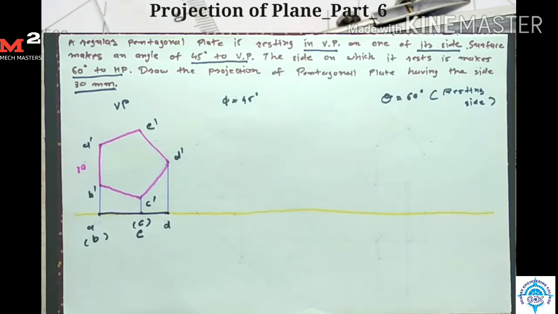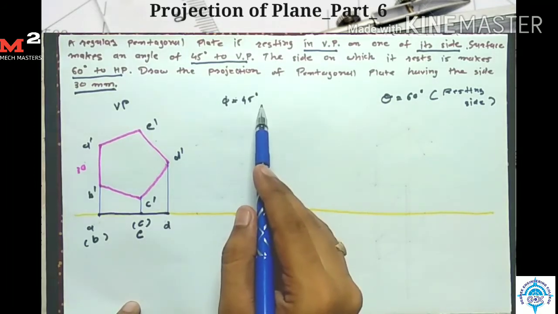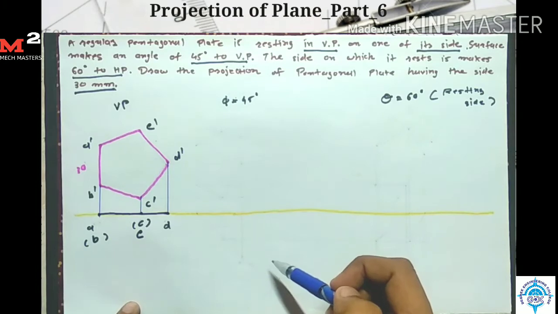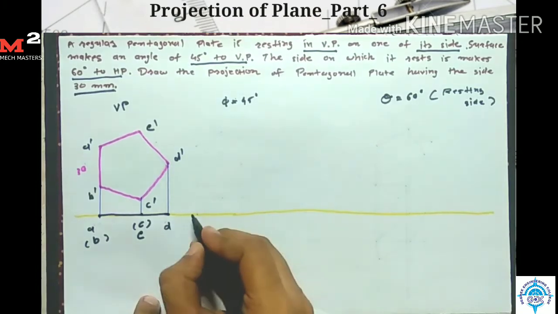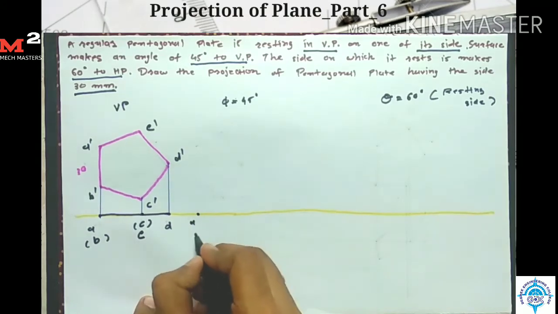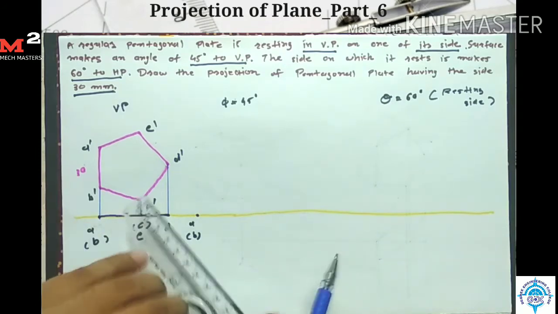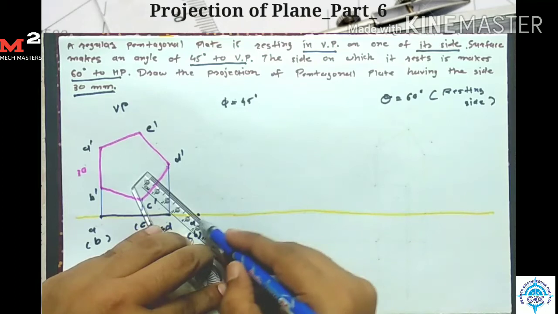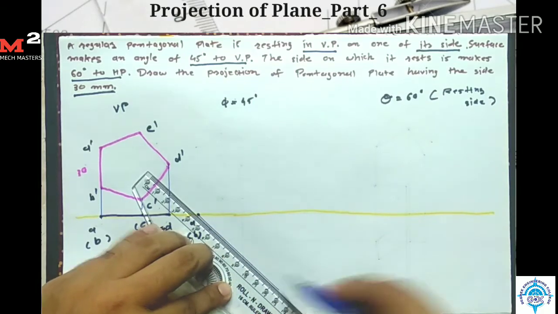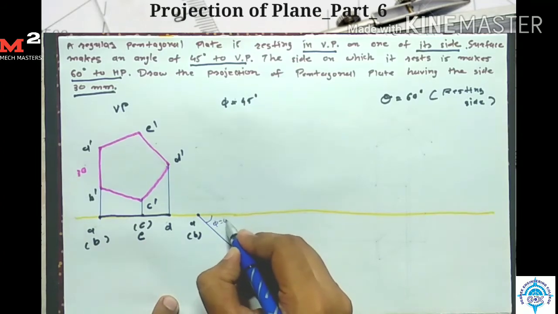Now let's come to the second stage. In the second stage, it is given that the surface makes an angle of 45 degrees to VP. So we represent this angle on the horizontal. For that, first I mark the points A and B here. Now I draw one line at an angle of 45 degrees here. This angle phi is equal to 45 degrees.